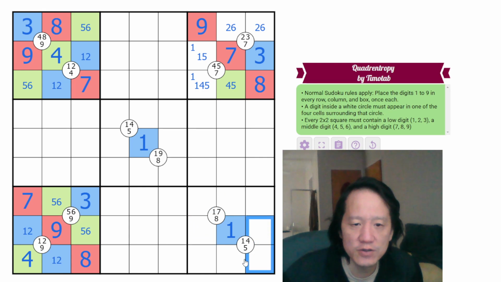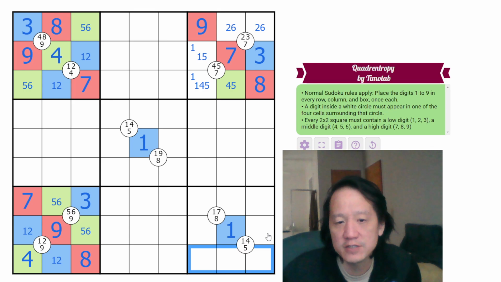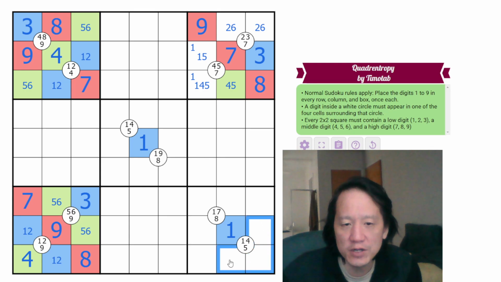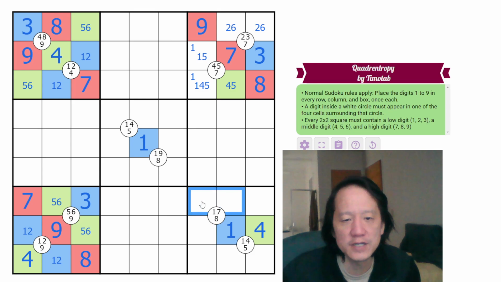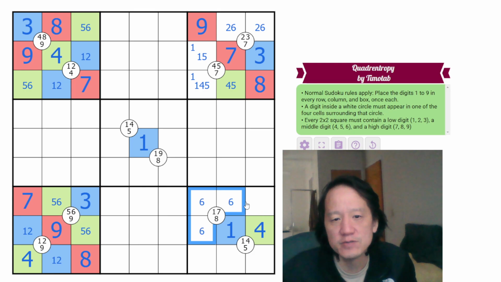Well, the middle digits of 4 and 5 are already taken, and in fact, this 4 means neither of these can be 4. So where's the 4 in box 9? It has to be surrounding the quad circle, and it can't be these two, so it must be here. So this is a 4, and it's also a middle. This has to be 1, 7, and 8. The 7 and 8 are both high. The 1 is low. We need a middle, and it cannot be 4 or 5, so the last middle possible is a 6. So therefore, this has to be 6 with 7 or 8.